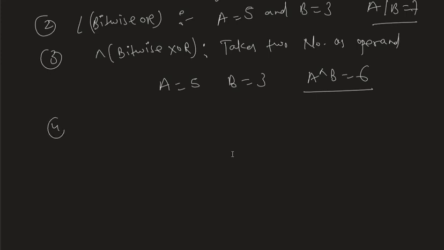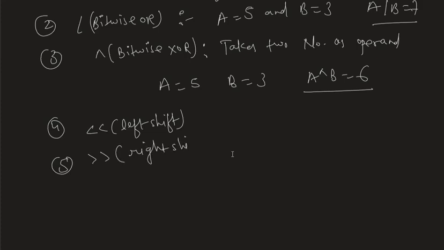Then we have left shift. Left shift takes two numbers. It shifts the bits of the first operand, and the second operand decides the number of places to shift. Like that, we have right shift also. Right shift takes two numbers, shifts the bits of the first operand, and the second operand decides the number of places to shift.